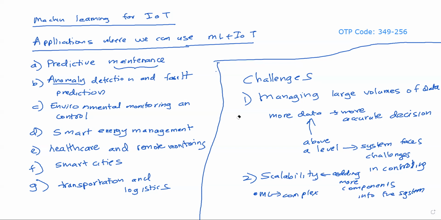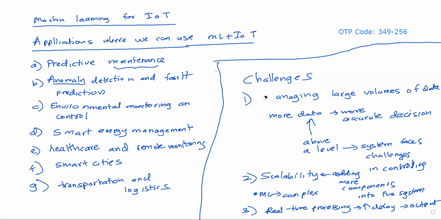So that is the next problem. Real-time processing is going to be a challenge. That means the machine learning algorithm will have a high delay in producing an output.